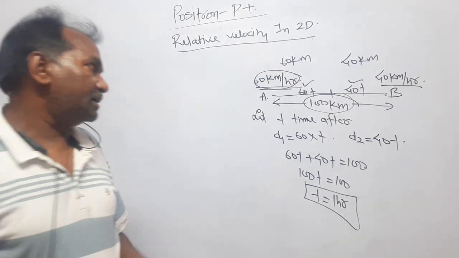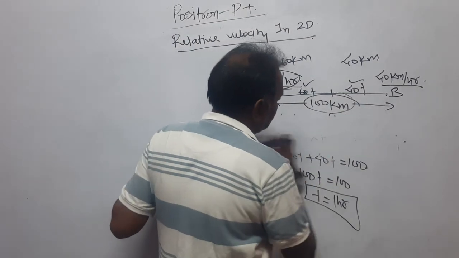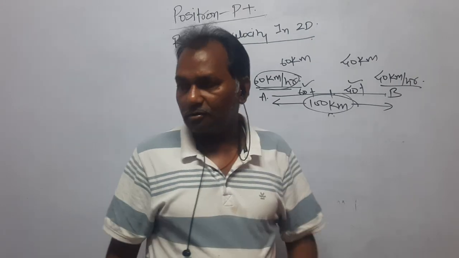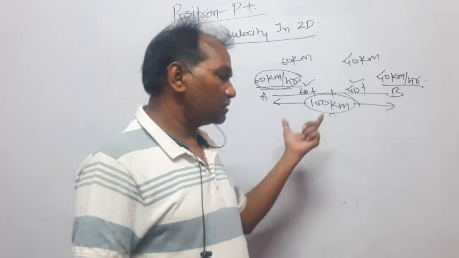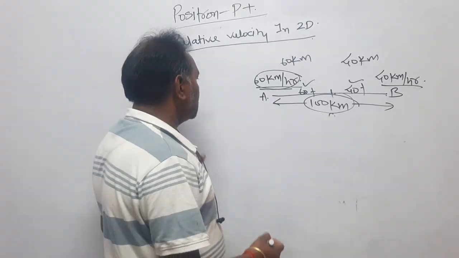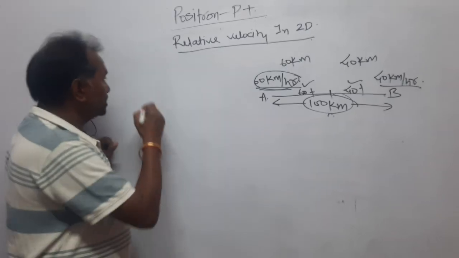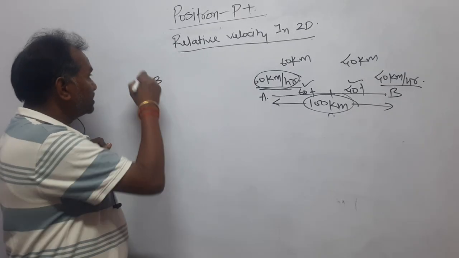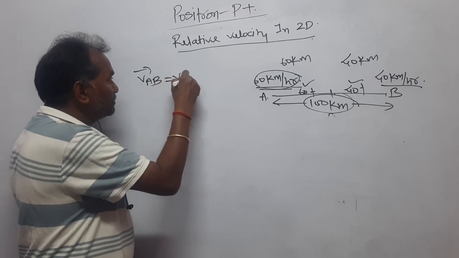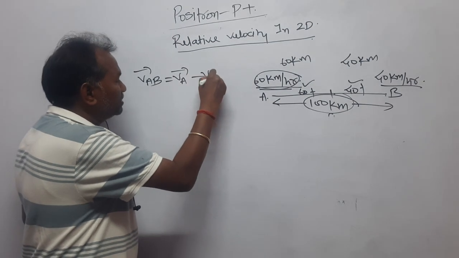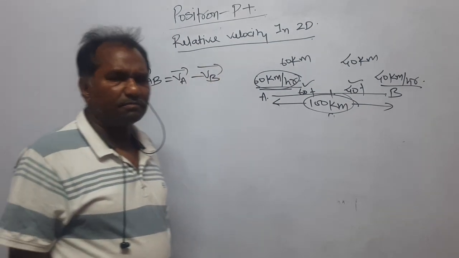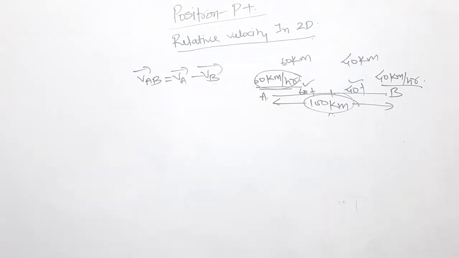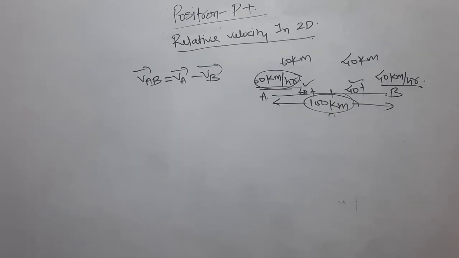But if you apply relative velocity, what happens? Dear student, now I am going to apply the concept of relative velocity while solving this problem. You say the velocity of A with respect to B, that is VAB, is equal to VA minus VB, right? What does this concept mean? The relative velocity of A with respect to B is equal to VA minus VB.